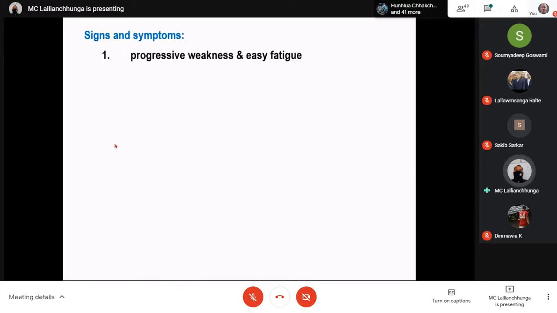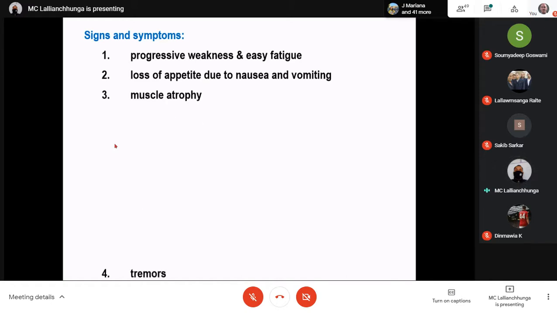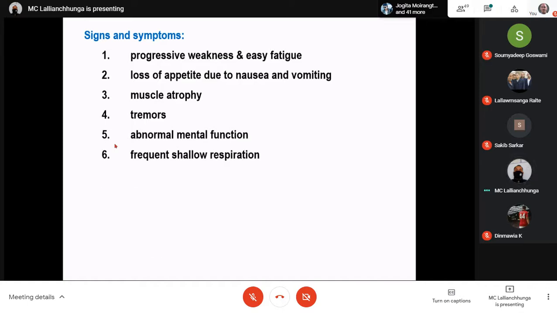Signs and symptoms. Number 1, progressive weakness, and the person will be easily fatigued. Number 2, loss of appetite due to nausea and vomiting, muscle atrophy, tremors, abnormal mental function, frequent shallow respiration, metabolic acidosis. So these are the signs and symptoms.